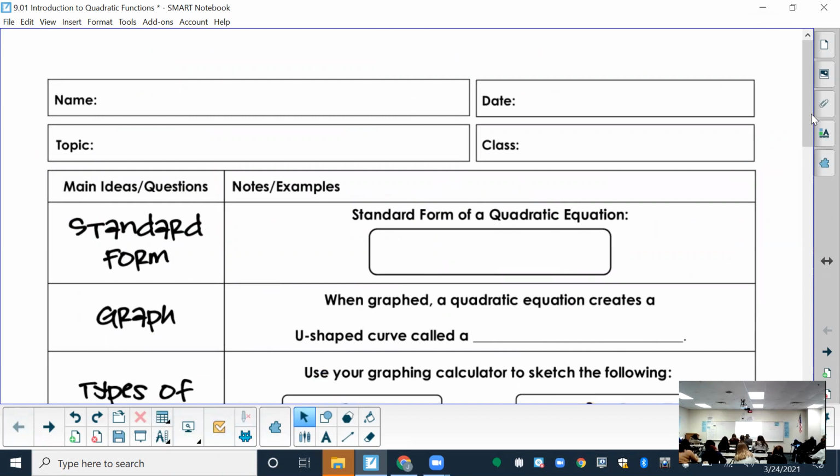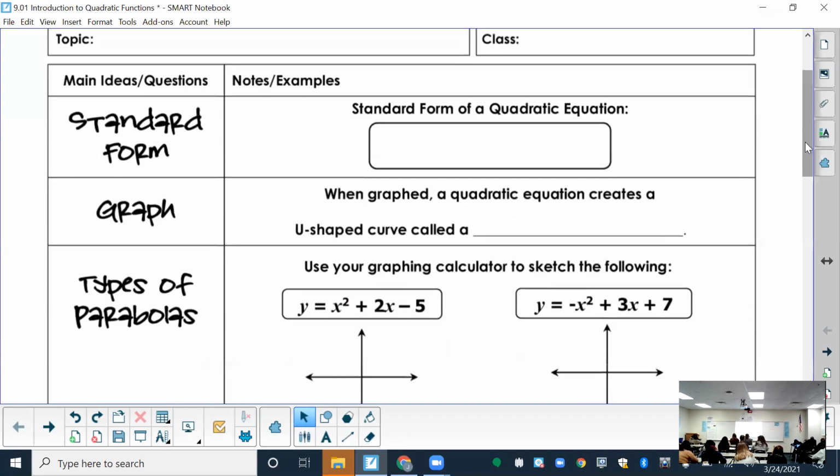On the note sheet, we're going to start with the standard form of quadratic functions. We touched on this a little bit during the last lesson for factoring. Just now we're going to label it as a quadratic function.